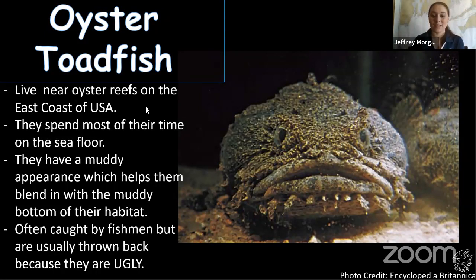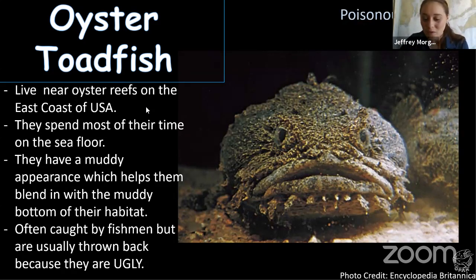So these fish are really often caught by fishermen on fishing hooks. And a lot of times when fishermen see them, they say, oh, that fish is so ugly. I would never eat that fish. And then they throw it back in the water. But in fact, you might be surprised to learn that you can actually eat oyster toadfish. So I think being a little bit ugly or not so nice looking is an adaptation for this fish because it prevents it from being eaten by humans. That is a pretty cool adaptation.